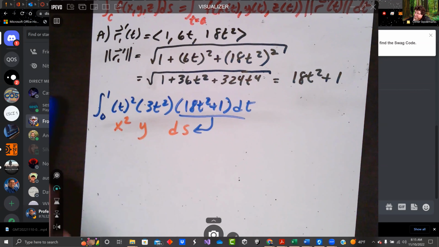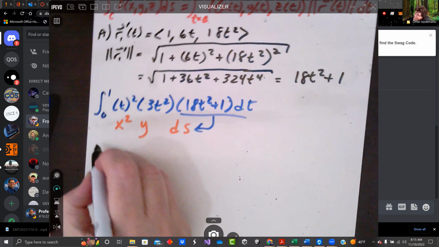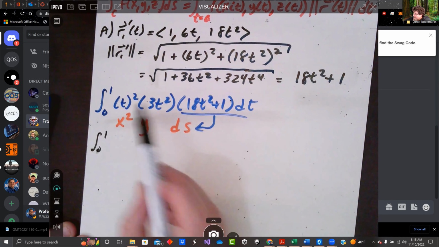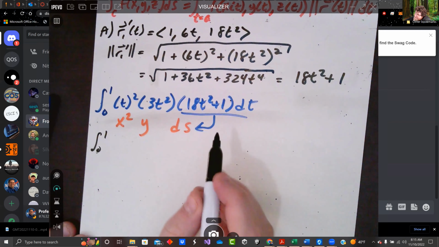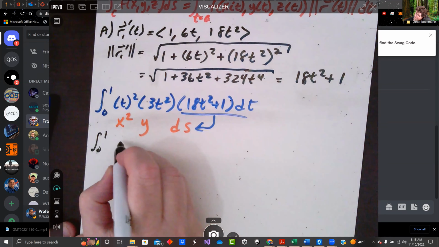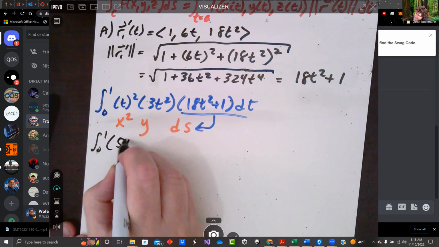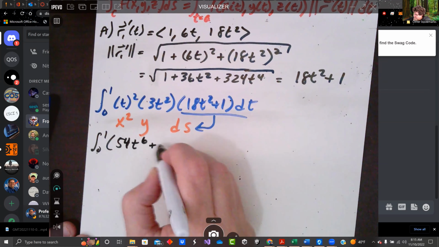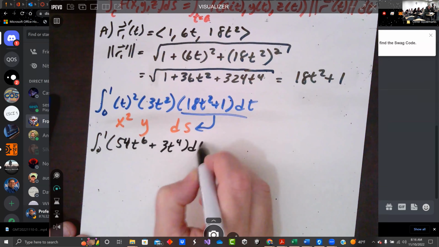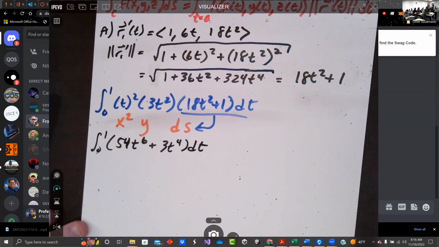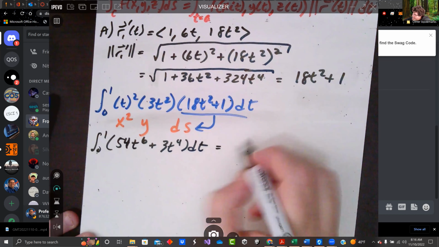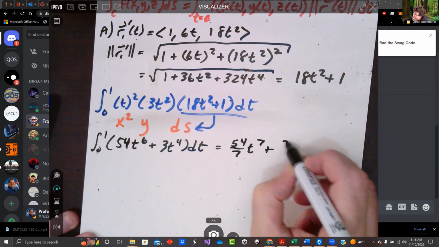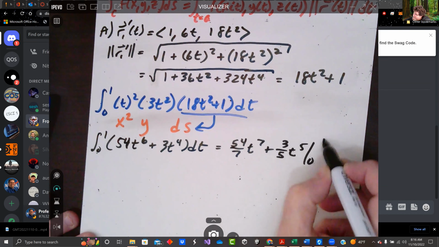All right, what does that turn into? I got T squared, squared, squared. There's T to the 6th. 18 times 3 is 54. So I got 54 T to the 6th plus 3T to the fourth. Am I doing that right? That's about right. And we integrate this and we get 54 over 7 T to the seventh plus 3/5 T to the fifth, evaluated from 0 to 1.